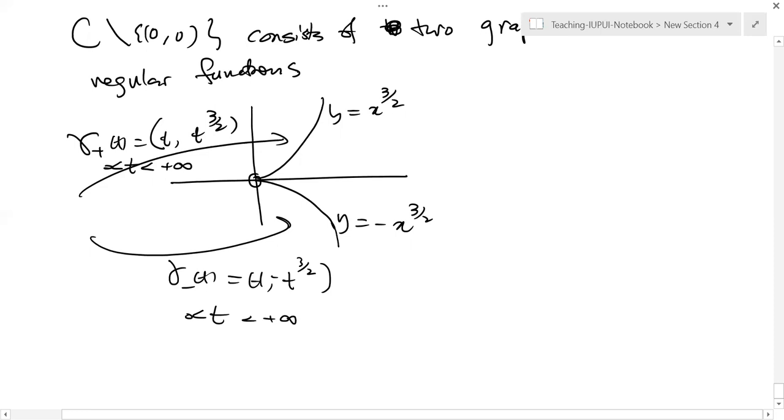So those are the examples. And we are familiar with this kind of curves, right? So that's how I use these examples to discuss the concept, okay? Okay, so let's stop here.